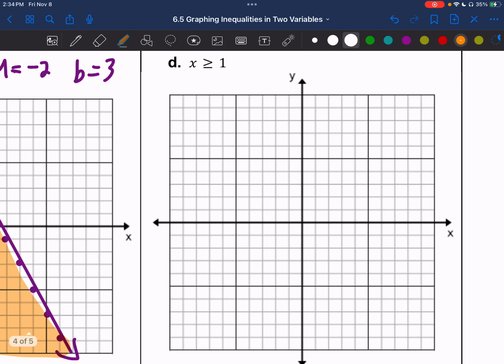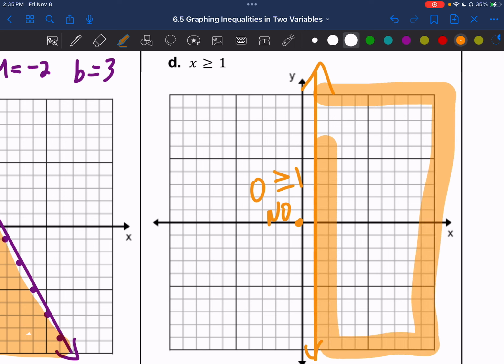Letter D, x is greater than or equal to 1. That is a vertical line at 1. Is 0 greater than or equal to 1? No. So we shade the other side of our graph, the other half.